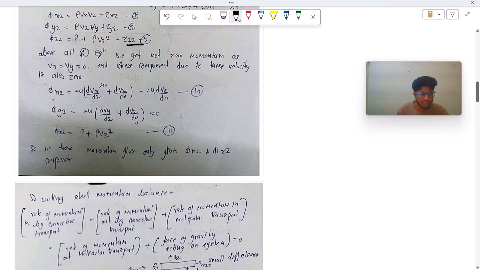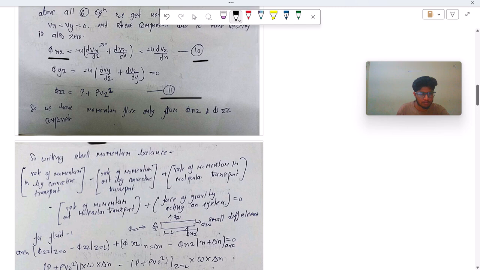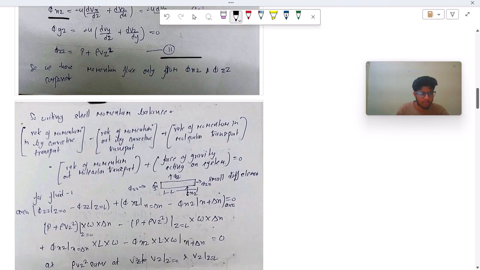These equations we write as phi xz, that is equation 10, and phi zz, equation 11. Now, writing the shell momentum balance. First of all, we need to take a small differential element. As the variation takes place in the x direction, we take a small differential element in this direction, with thickness delta x, length L, and width W.